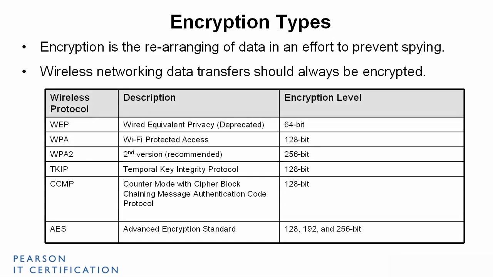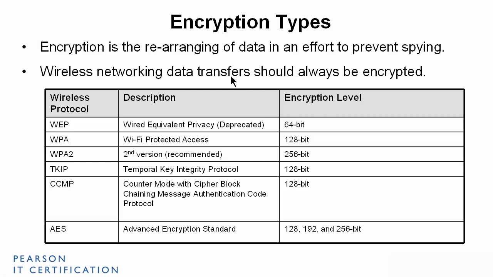Basically, wireless networking data transfers should always be encrypted. And here's a table showing the various wireless protocols that you should know for the exam. The first one is WEP, which stands for Wired Equivalent Privacy. That's a deprecated, outdated protocol. This is a weak encryption level, and also, this protocol was hacked. It is an outdated protocol that you shouldn't use.